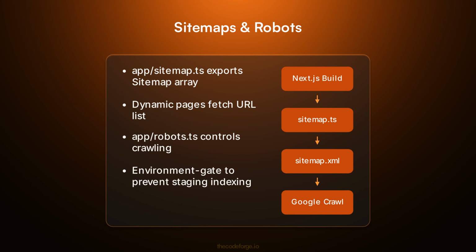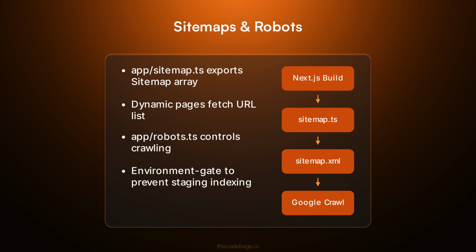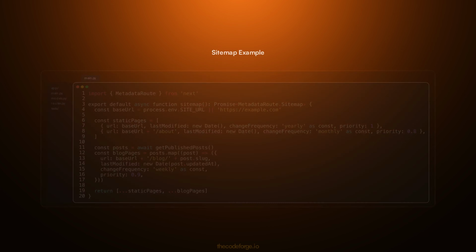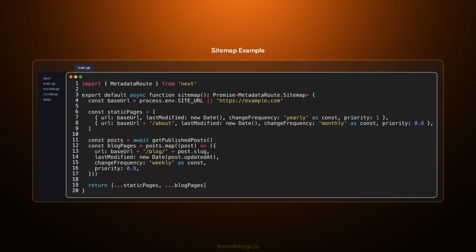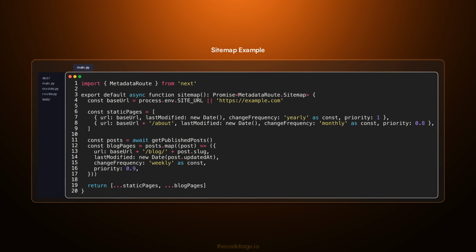Next.js 16 generates sitemaps with app/sitemap.ts. Export a static array or an async function that fetches URLs. robots.ts tells search engines which paths to crawl. Always block non-production environments. This sitemap includes static pages and dynamic blog posts. Each entry has a URL, last modified, change frequency, and priority. Google uses this to discover all your pages.